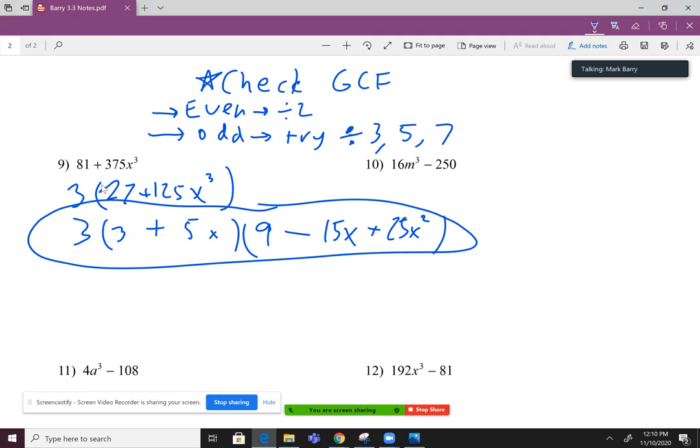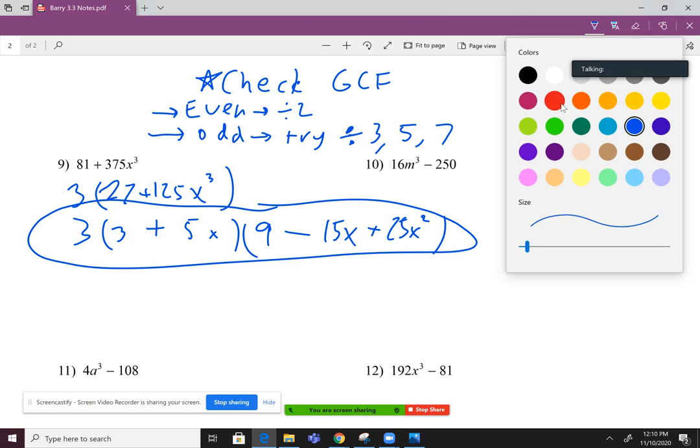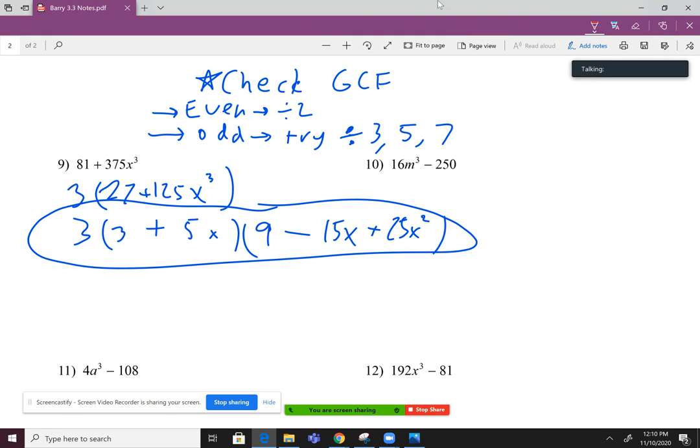All right, I wanted to do number 11 together, so let's have you guys try out number 10 now. So do the GCF first, okay? And then you should be able to do a perfect cubes factoring on it after that. GCF first.